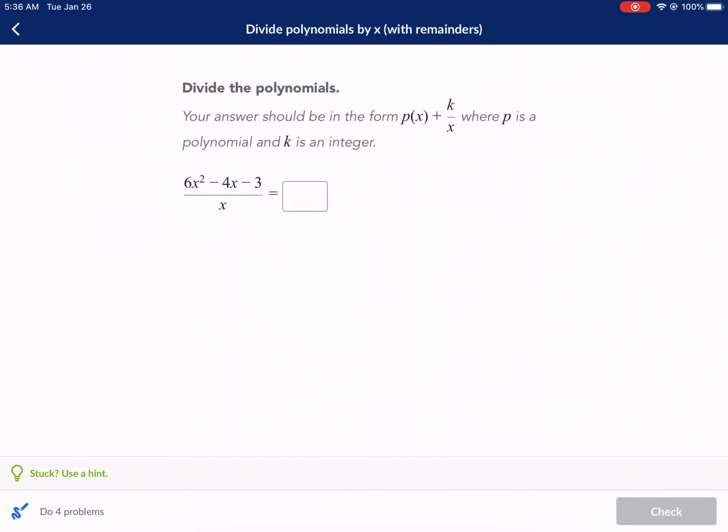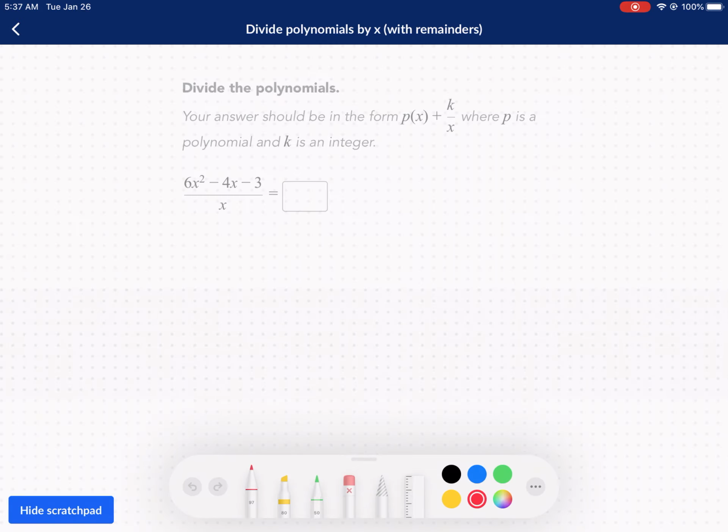It's needlessly complicated with the instructions. Your answer should be in the form of p of x plus k over x, where p is a polynomial and k is an integer. What this is essentially saying is we're going to reduce this as much as possible, and then leave some fraction at the end. So we're going to have something that's not a fraction plus or minus something that is a fraction. That's all it's saying. Let me show you what it means.